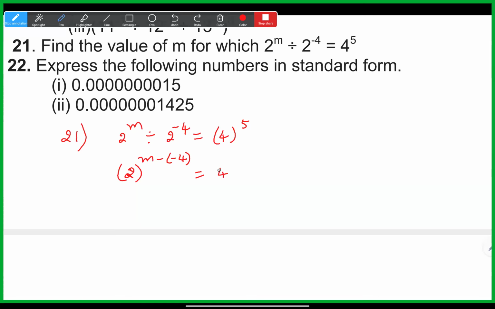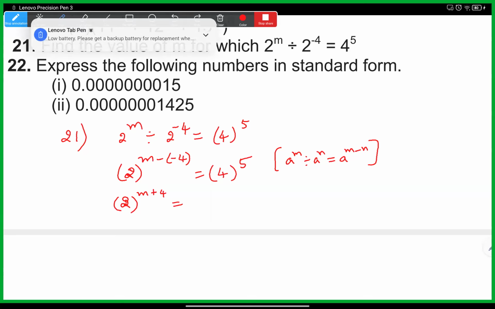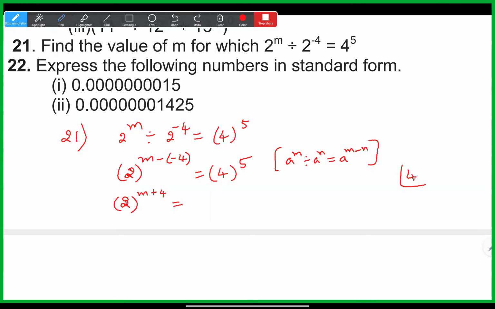Now, as of now, we'll write this as 4 power 5. So the law which we used is a power m divided by a power n is equal to a power m minus n. Now, since LHS base is 2, RHS also we can make it base 2. But before that, minus of minus will become plus, so 2 power m plus 4 is equal to 4. We'll write it as base 2, prime factorization. Yes, sir.